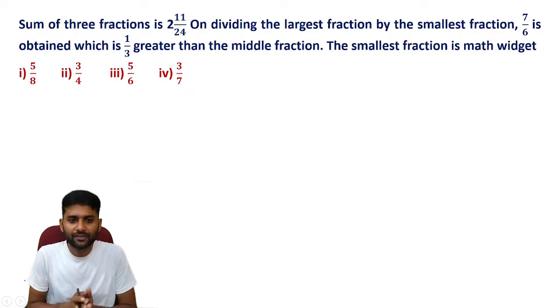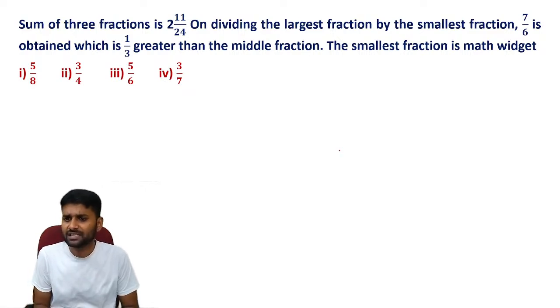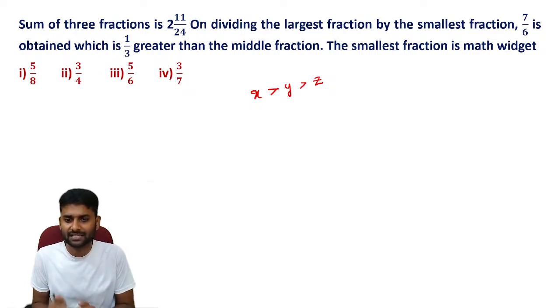Now see, the sum of three fractions is 211 by 24. Dividing the largest fraction by the smallest fraction, 7 by 6 is obtained, which is one third greater than the middle fraction, the smallest fraction in math. Now let's take these as the three fractions, X greater than Y greater than Z.